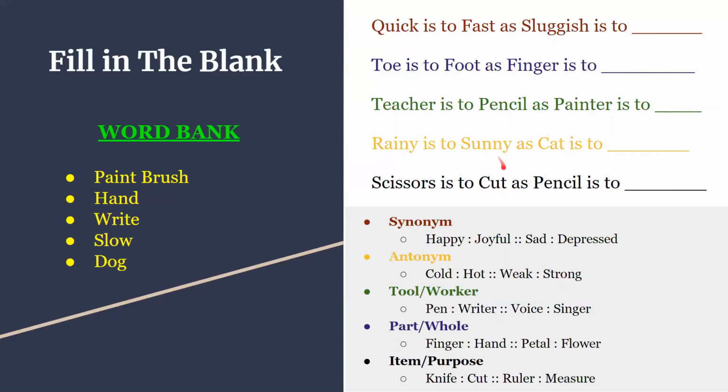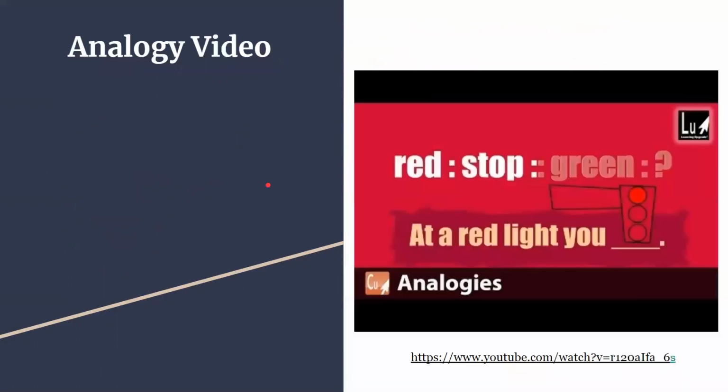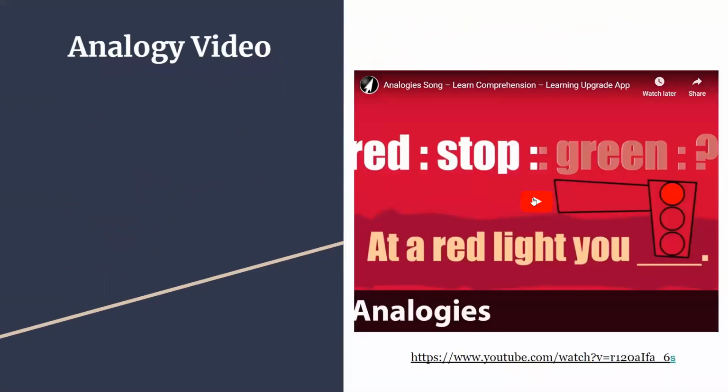Then we have scissors is to cut, as pencil is to. These two are both black. So we can see that's an item with a purpose. So here's the item, here's the purpose. Here's the item, here's the purpose. So it'd be right, since pencil's right. All right, and then of course we have a video.